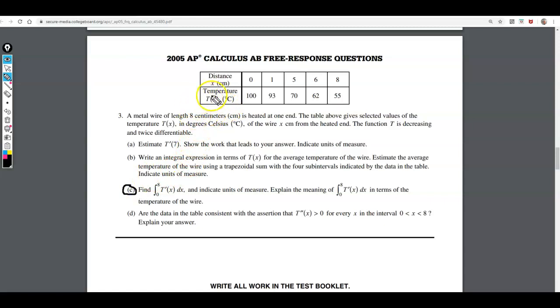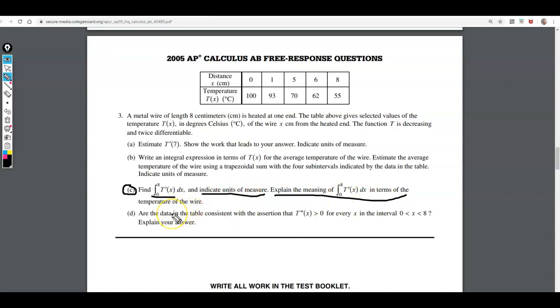What we have here is a metal wire that's being heated on one end, and as we get further and further away from the end that's being heated, the temperature decreases over time. The question here is they want us to find the integral of T prime of x dx on the interval from 0 to 8. They want us to tell the units of measure and find that, and then explain what it means in the context of the problem.